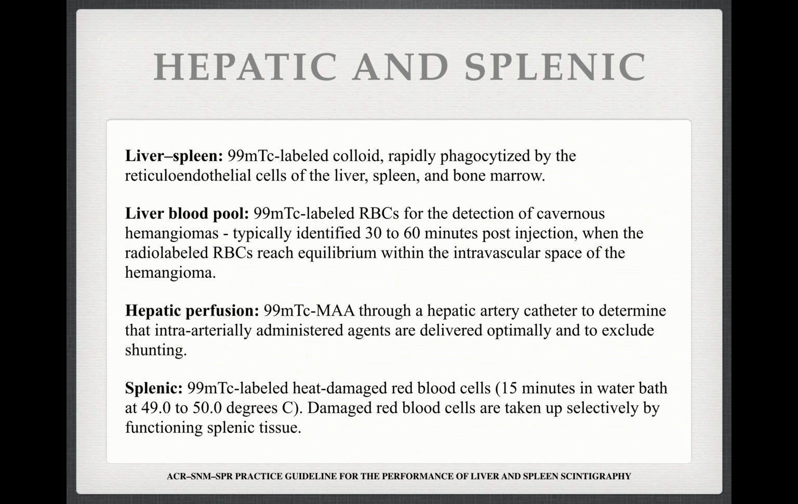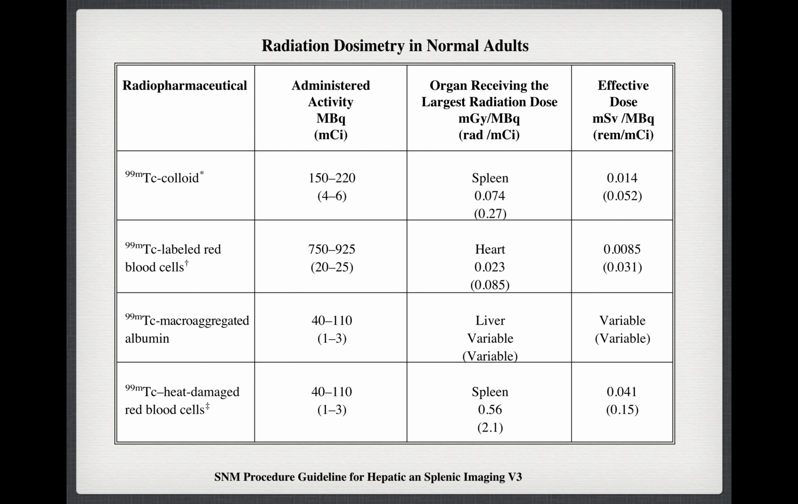And all of these have niche uses. These are the radiopharmaceuticals, typical doses, as well as organs receiving the greatest amount of radiation. Notable for the technetium-labeled red blood cells, the organ receiving the greatest radiation is the heart, due to excellent blood pool properties of TEC and exposure of the heart to blood. Okay. Let's talk about liver spleen imaging.